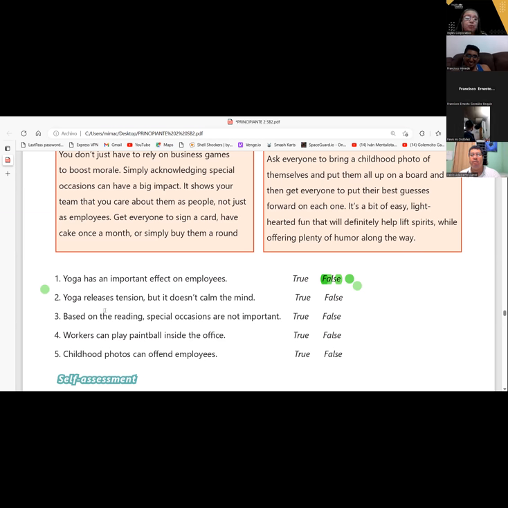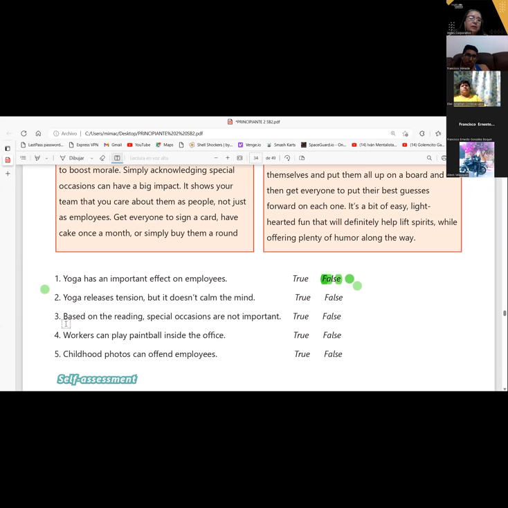Okay, number two, yoga releases tension, but it doesn't calm the mind. Is it true or false? False. Okay, it is false because it releases tension and as a consequence, it calms the mind. Now, number three, based on the reading, special occasions are not important. Is it true or false? False, because it is the opposite. Now, what should be the correct sentence?